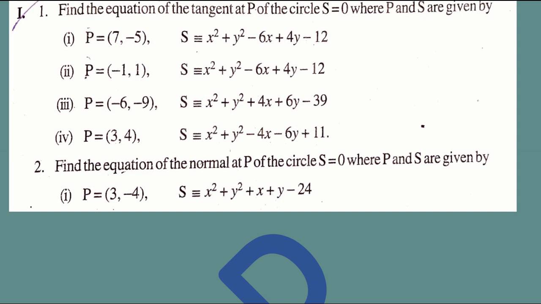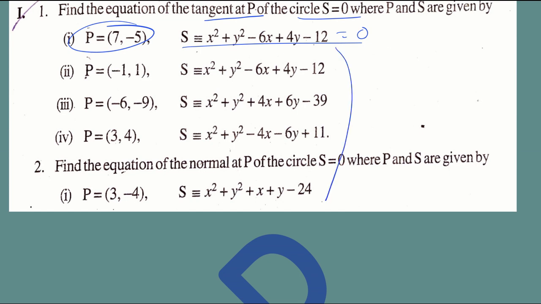Okay, look at this exercise 1C from your intermediate textbook. You see, in the first problem, first part, we have to find the equation to the tangent at P. This is P in the first case, to the circle. This is the circle equal to 0. Okay, we have to find the equation to the tangent. We know the formula is nothing but S1 equal to 0, tangent.